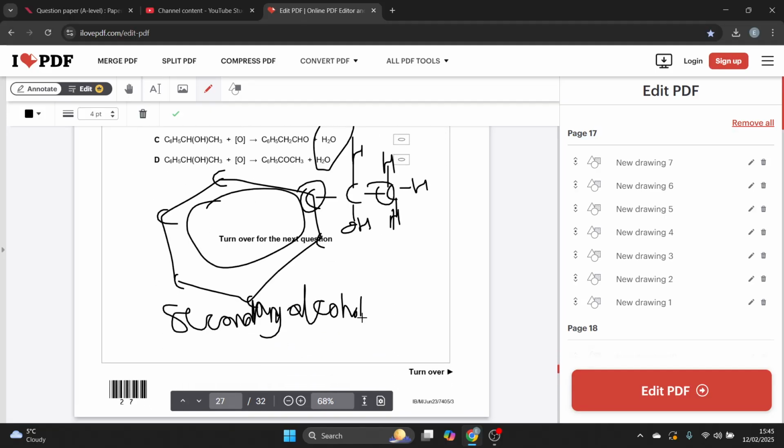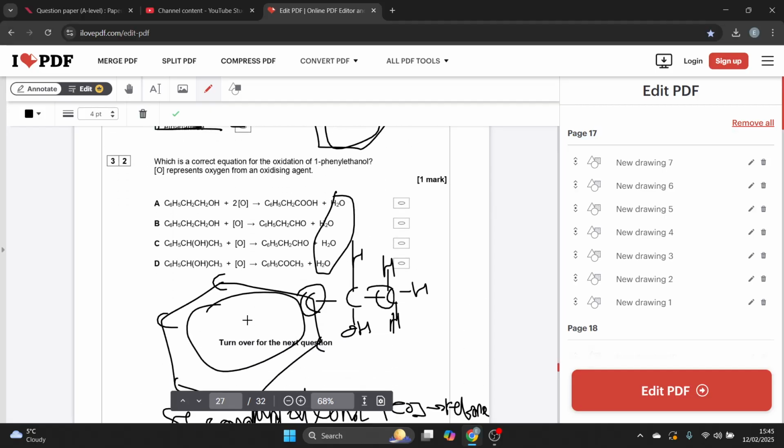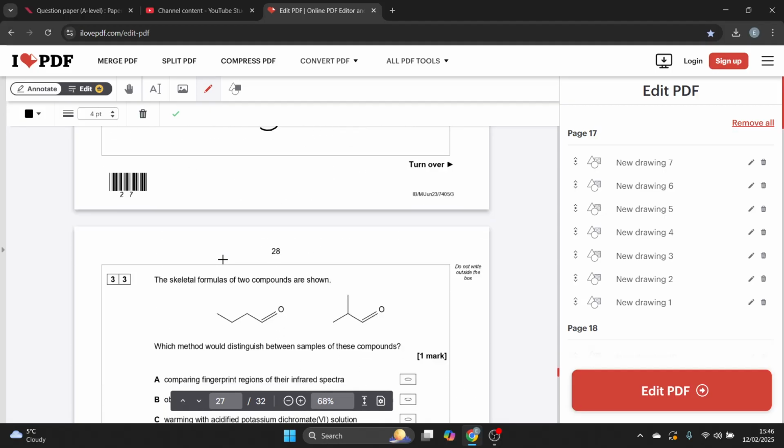And I know it's being oxidized. Well, what am I going to form? I'm going to form a ketone. So the first one, A, that's wrong. That says carboxylic acid. B, that's an aldehyde, so that's also wrong. C, that's an aldehyde again, that's also wrong. It must be D, and if you look at that, there's a C double bond O in the middle. That's a ketone.